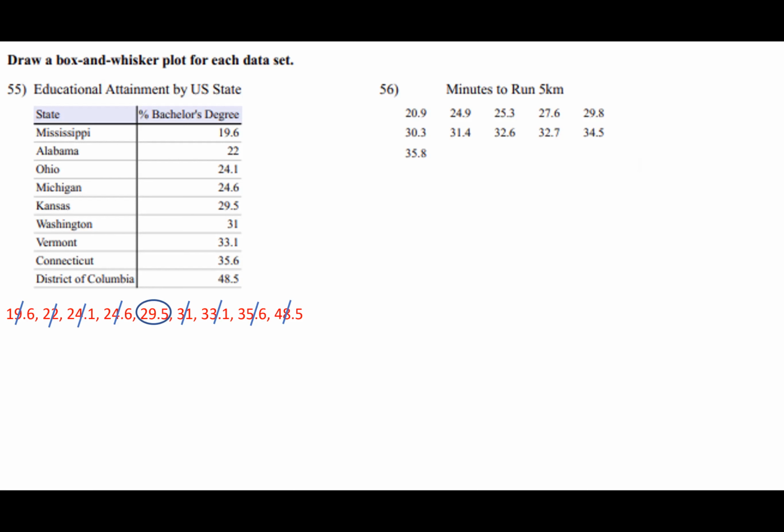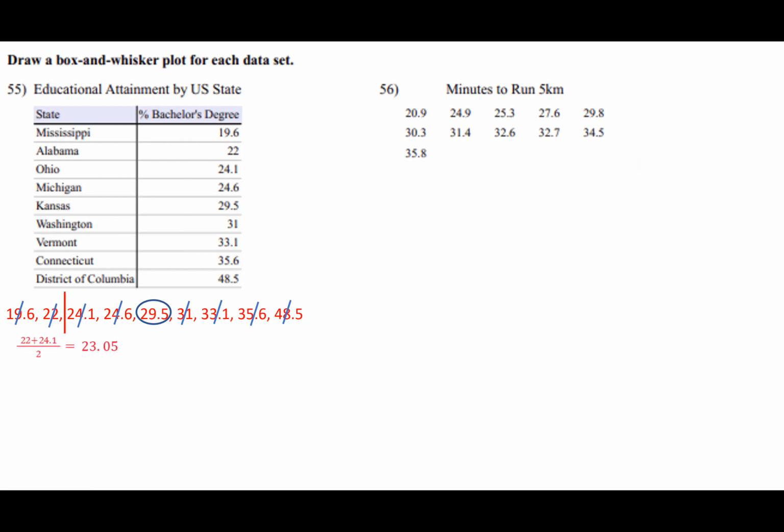Now looking at my lower half, the first four numbers, I'm gonna find the center of that, which is what we call the lower quartile. That is right in between 22 and 24.1. For me to know exactly what number that is, I'm gonna add those two numbers, 22 plus 24.1, divided by 2, and that gives me 23.05. So I know my lower quartile is 23.05.